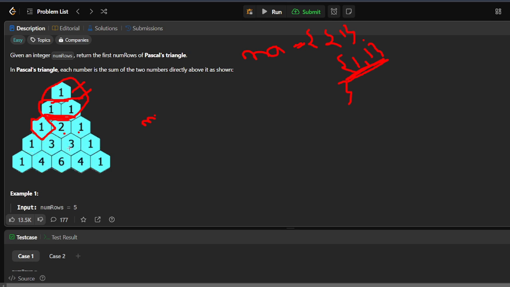We are reaching this row. So what do we do? First we push one manually, and then we traverse the major. Major will again contain one, two, and one. This is the last row of major. Simply traverse the last row, sum the consecutive numbers and push them into the minor vector, and at the end we push one manually and push the minor into the major. This is the simple way to solve this question.